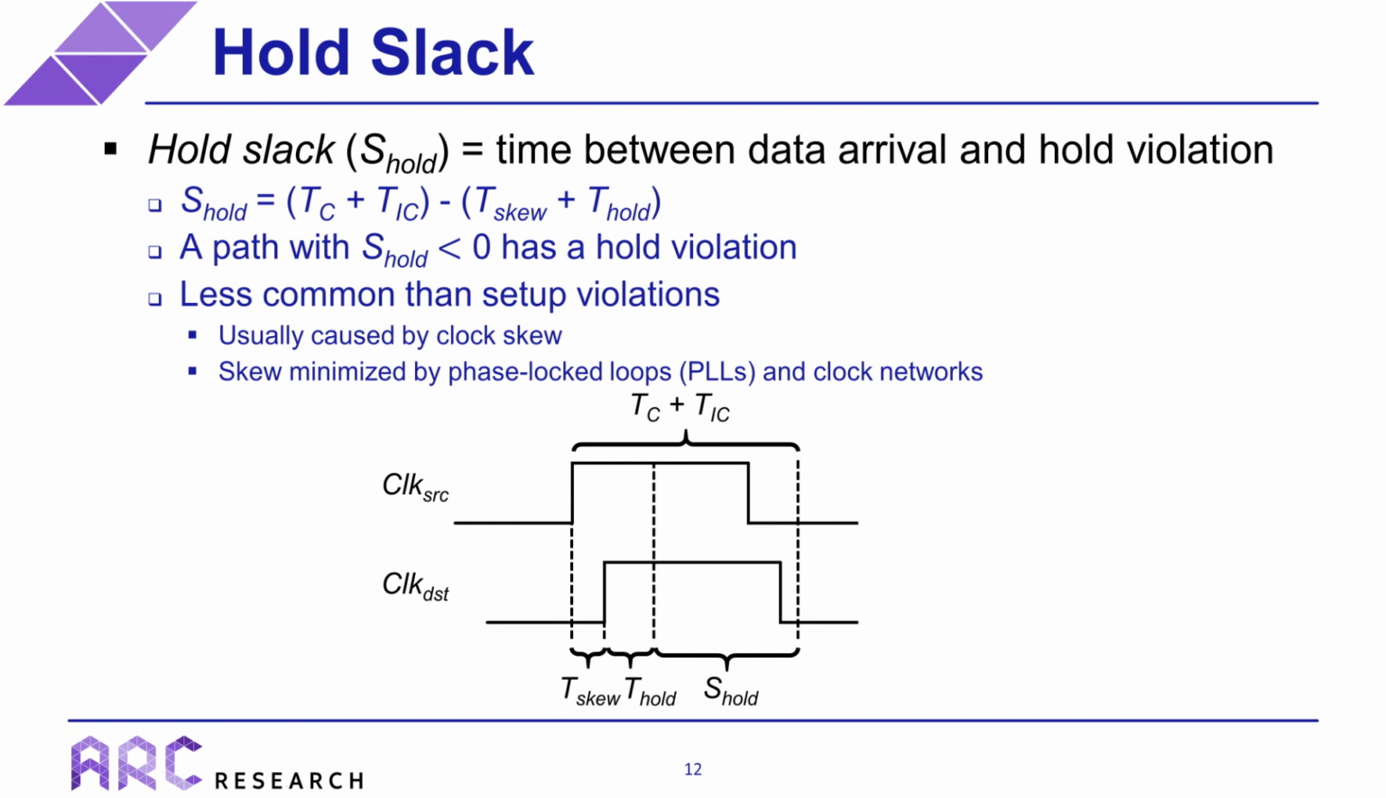Hold violations tend to be much less common than setup violations. When they do occur, they are usually caused by clock skew because an increased skew will decrease the slack. Fortunately, this skew isn't something you usually have to worry about because FPGAs have PLLs and specialized clock networks to help minimize this skew.